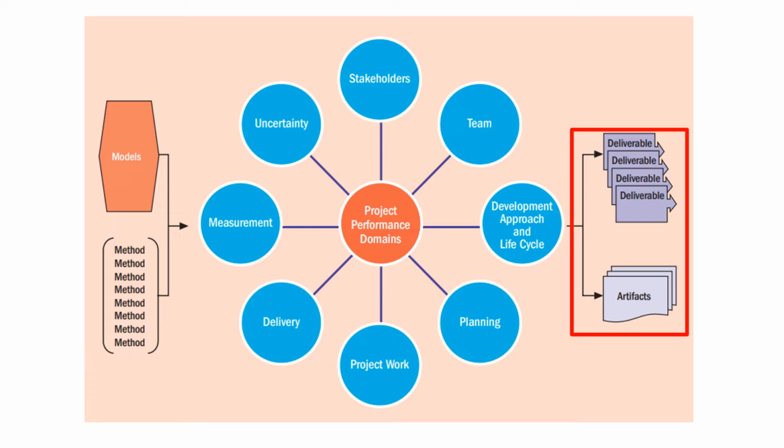This is a diagram that gives you an understanding that models and methods act as an input for tailoring your project performance domain. Similarly, artifacts are deliverables which are the output of the project performance domain. You can tailor your artifacts according to a project performance domain, according to a project context.